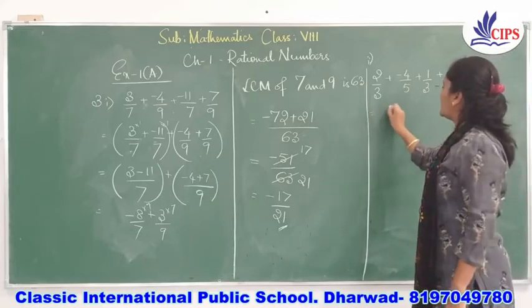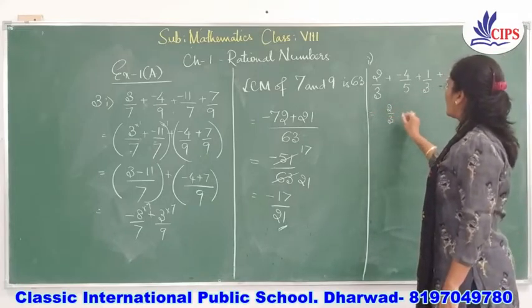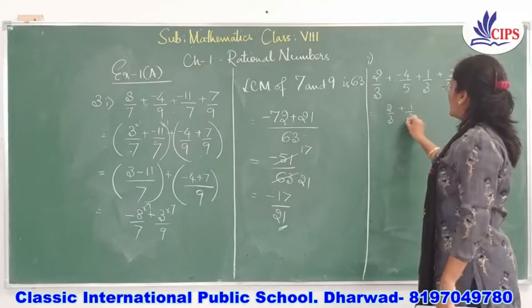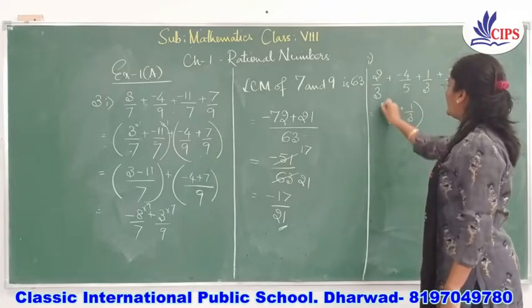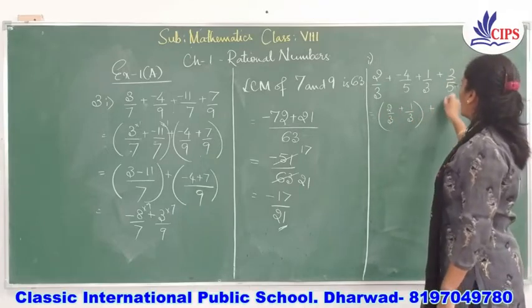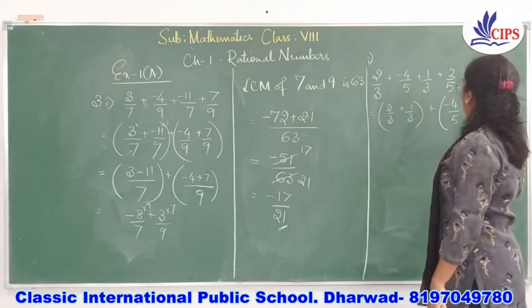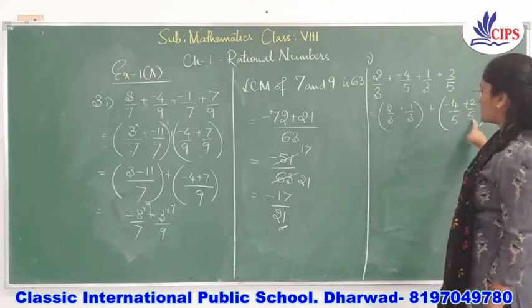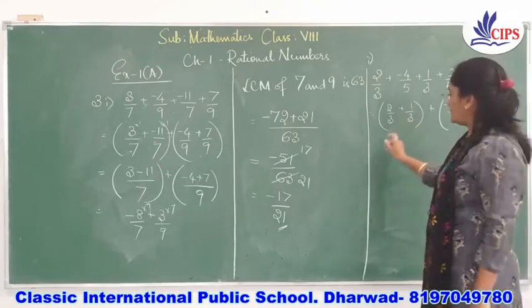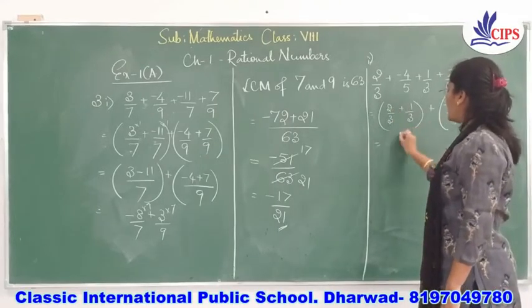We'll combine them. That is 2 by 3. It will be easy for you. So 2 by 3 and 1 by 3 have combined because they have got the same denominators. And here minus 4 by 5 plus 2 by 5, these also have got the same denominators. As it is having plus sign, we'll add these. 2 plus 1 is 3.